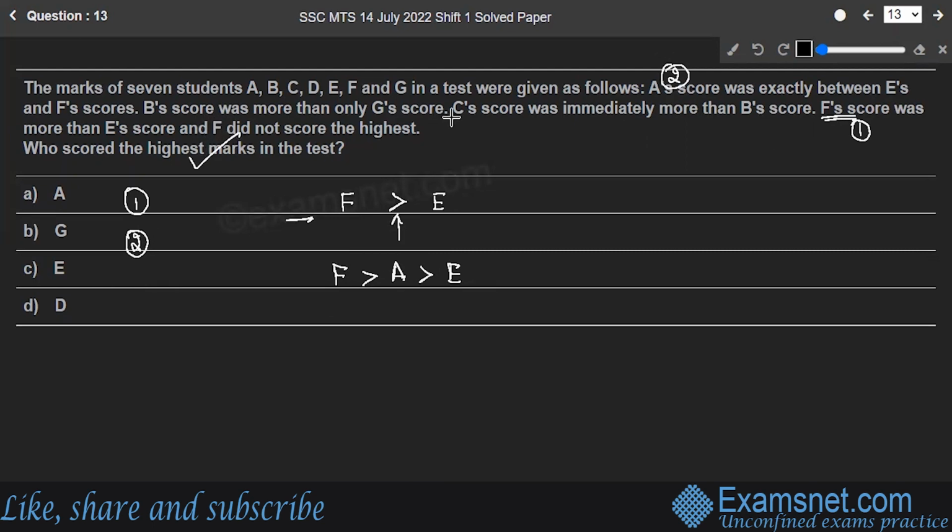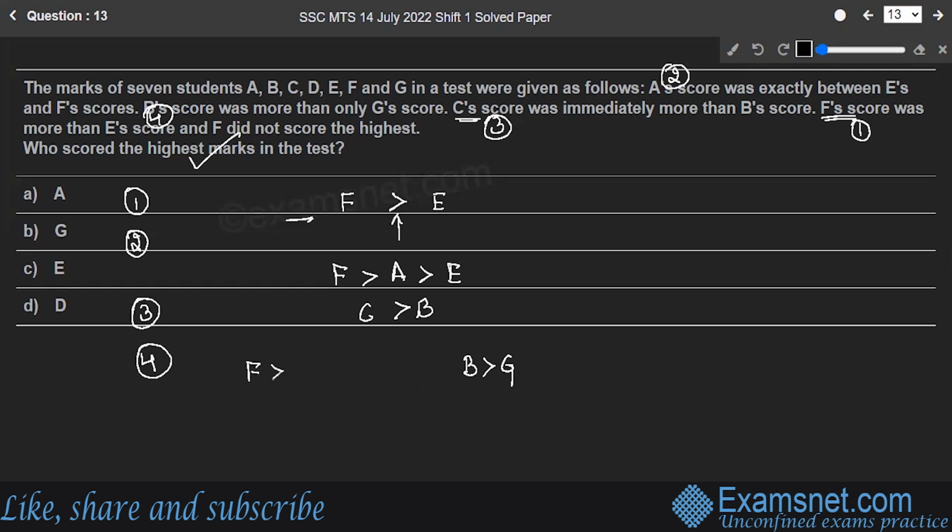Right? It is written C score was immediately more than B score. So here is how we can write it: C score was immediately more than B score. The fourth point says B score was more than only G's score. So according to this, B score was only more than G score. How do we have G over here? So B score was more than G score. Here we have it, correct?